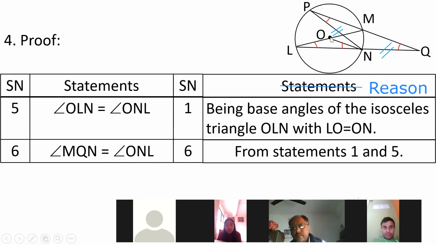So can we say now these two lines are parallel? These two angles are equal. What sort of angles are these two? I'm going to ask this of one of our students.